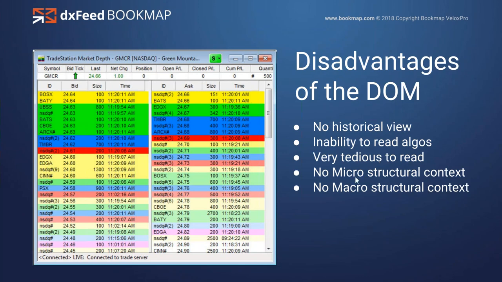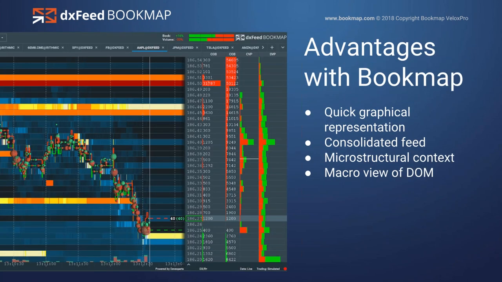Now, putting that in context of microstructure, of understanding nuances in price movement and the relationship between that and liquidity and transactions, what about a macro view? Let's move away from that and look at several hours, maybe a whole day of data. It's going to be really difficult to do in a dome. That's some of the advantages you get with Bookmap: a quick graphical representation, a consolidated view or feed, so everyone is at the same price level, and you're able to start to understand the microstructural content.